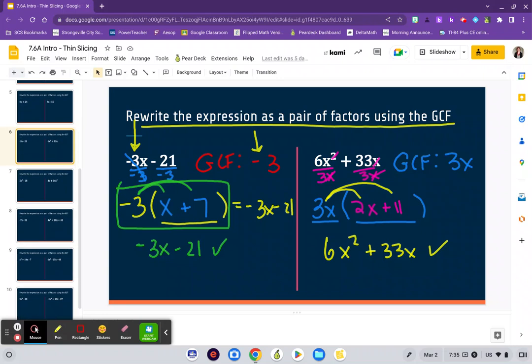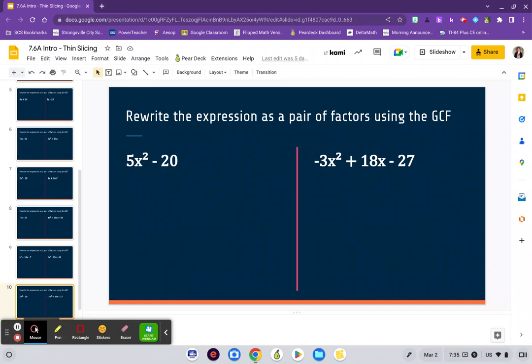I just want to come back down and talk about something like this. So it says rewrite the expression as a pair of factors. Great. Okay, so first thing I have to do is find the GCF. And so the GCF, well, let's see, we've got 1 and 5 and x and x, and we've got 1 and 20, 2 and 10, 4 and 5, and there are no x's there. So the only thing that is a GCF here would be the number 5. There are no x's in common.